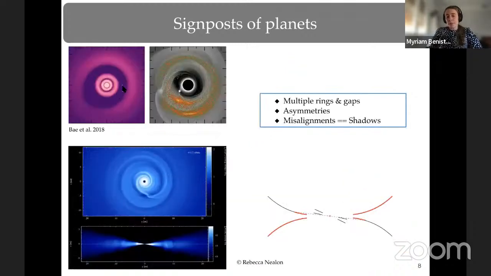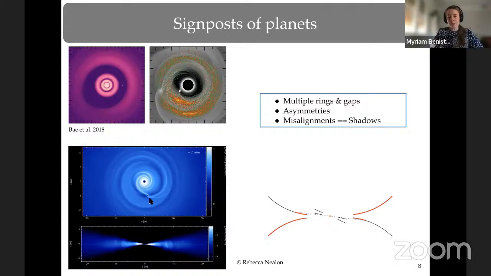Then when we have a planet embedded in the disk, for example, that has a very low viscosity, what we can get with one planet is that we have multiple rings and multiple gaps. So this is something we'll try to find also in observations. When we have massive planets, for example, in eccentric orbit, what we also get are regions where the grains accumulate azimuthally. And that leads to asymmetries in brightness distribution.